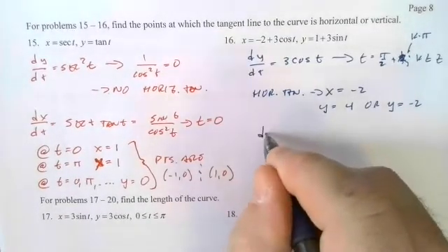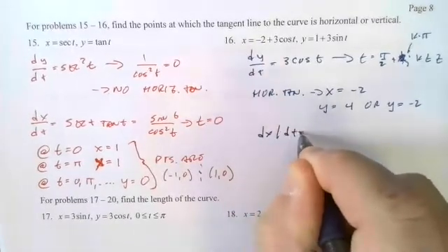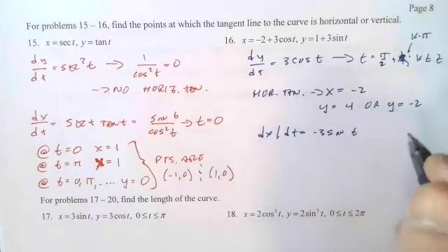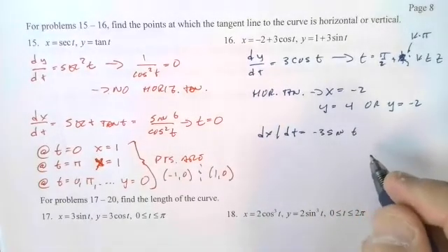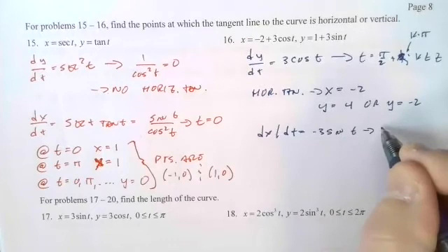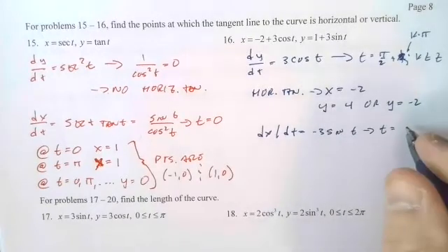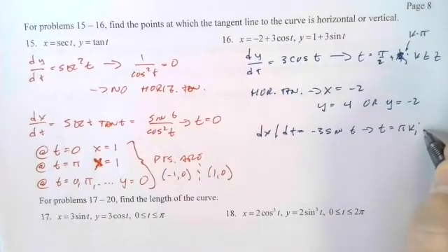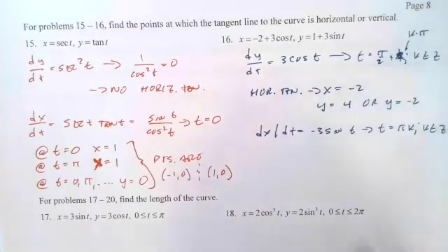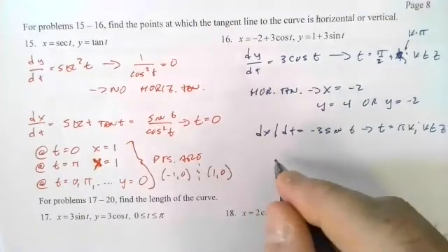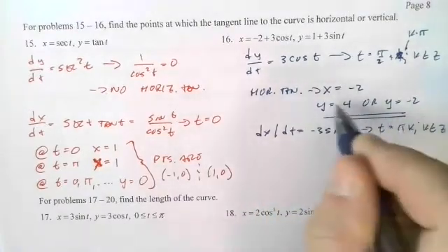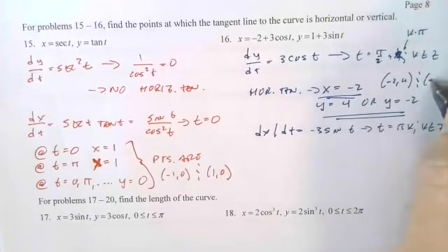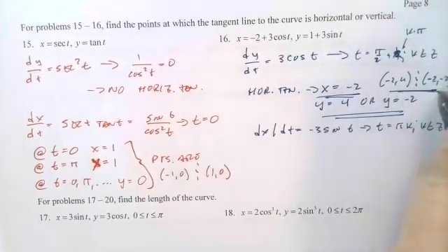So let's check out the bottom. dx/dt equals negative 3 sine of t. That equals 0 when t is pi k, where k is all integers. So for your horizontal, in other words, the points are (-2, 4) and (-2, -2).